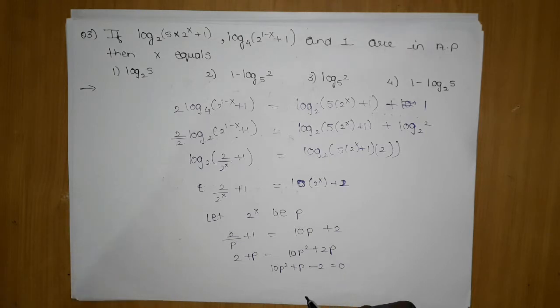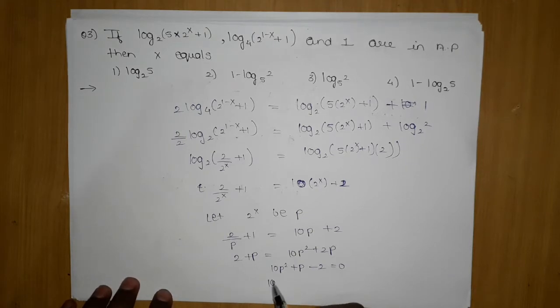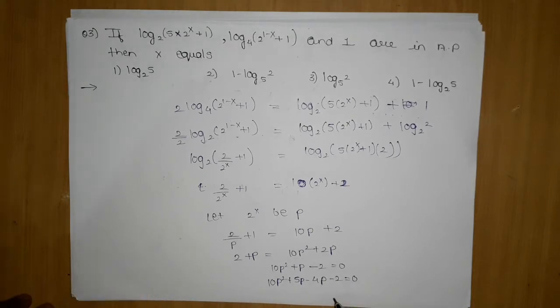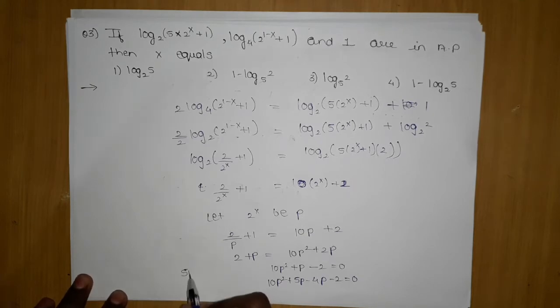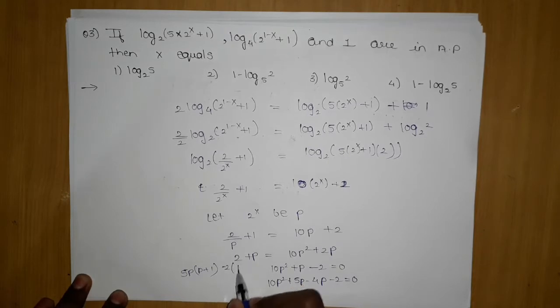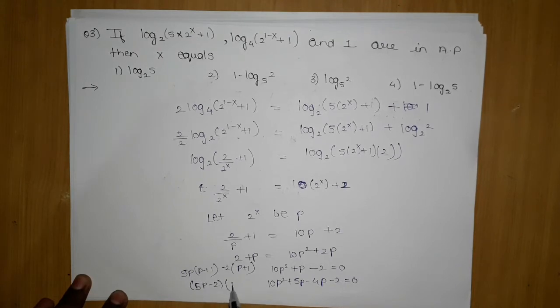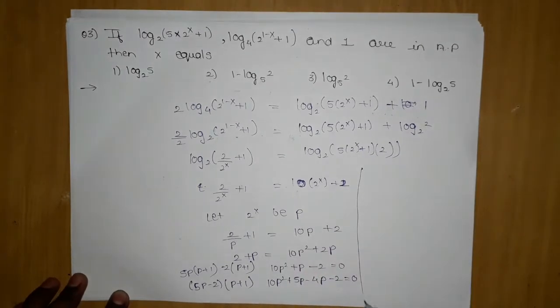After solving this, what we can get, it should be 20, and 5p minus 4p will give me 20 and 1. Right, so after this 5p, p plus 1, and here minus 2, p plus 1, giving me 5p minus 2 and p plus 1. So we got the two values. Now let me solve it here.